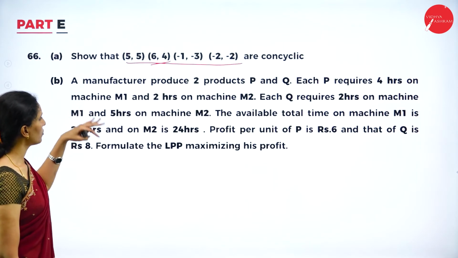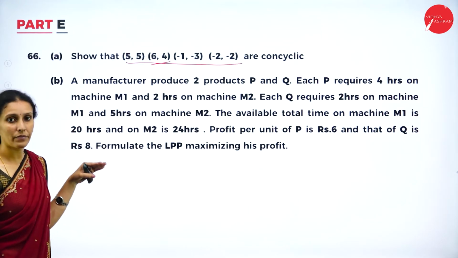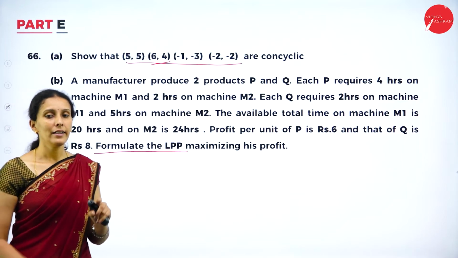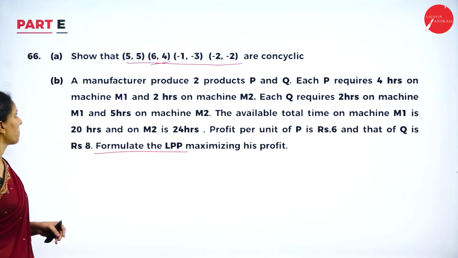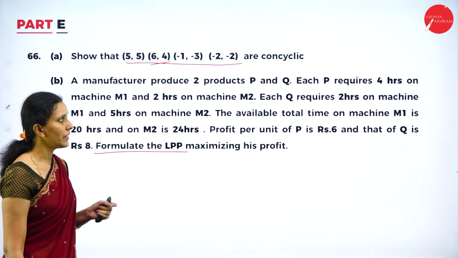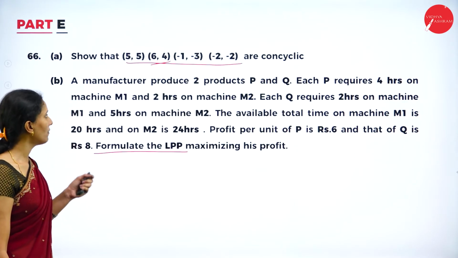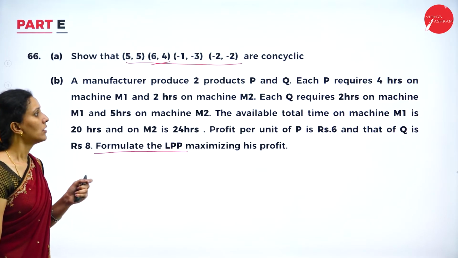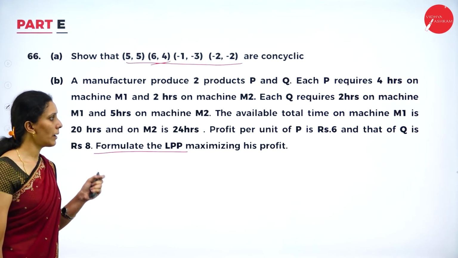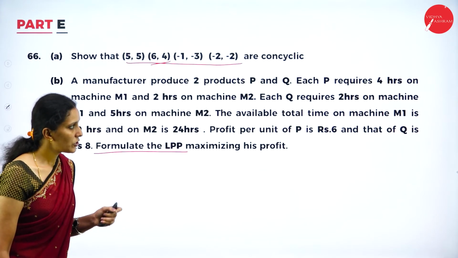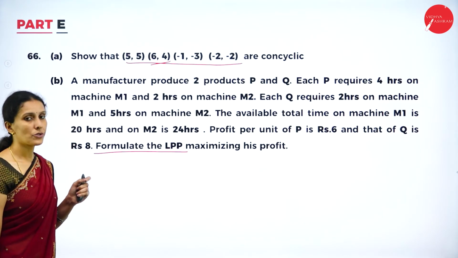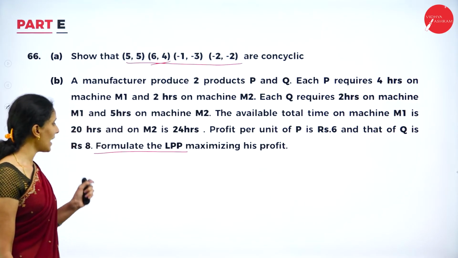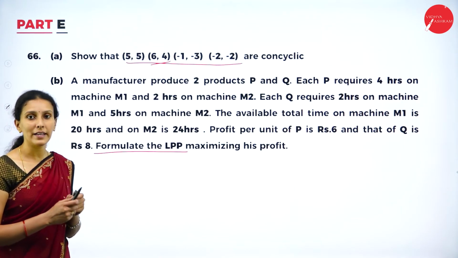So the next question attached to the concyclic, sub question B, is, I said, from the linear programming problem. Here you need to only formulate the LPP. So for that, study the problem statement given. A manufacturer produces two products P and Q. Each P requires 4 hours on machine M1 and 2 hours on machine M2. Each Q requires 2 hours on M1 and 5 hours on M2. The available total time on machine M1 is 20 hours, M2 is 24 hours. Profit per unit of P is rupees 6 and Q is rupees 8. Formulate the LPP maximizing the profit.